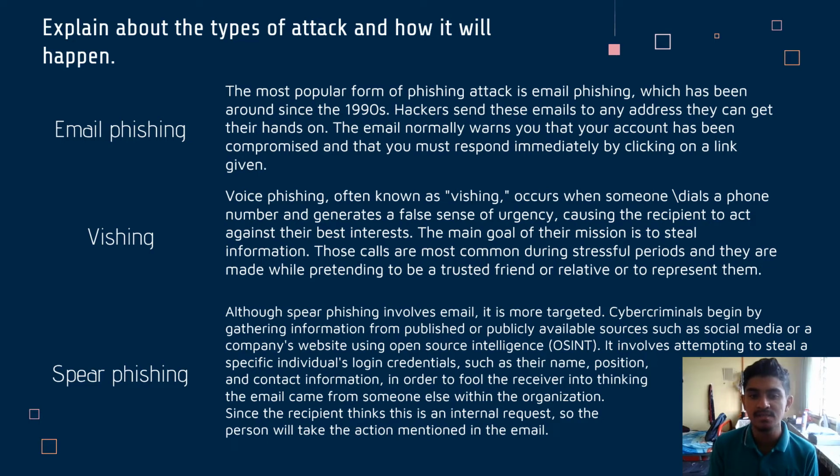Since the recipient thinks this is an internal request, the person will take the action mentioned in the email. If they are asking for personal information, the victim will directly give it, because it seems to come from an internal request, so they'll easily believe it. For example, an attacker attempted to target an employee of NTL World, a Virgin Media subsidiary. According to the attacker, the victim was required to sign a new employee handbook. This was done to attract customers into clicking a link that would require them to enter personal information.